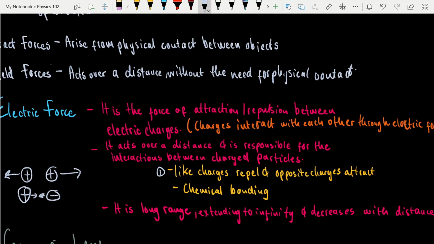There is a force acting there that is attractive or repulsive. When is it repulsive? It is repulsive when the two charged particles have the same charge, whether both of them are negative or both of them are positive. If they have the same charge, they will repel one another. Negative and negative will repel. So what is causing that is the electric force.